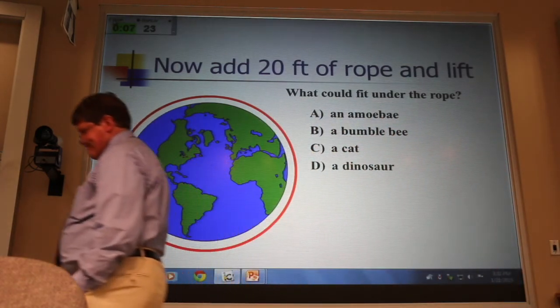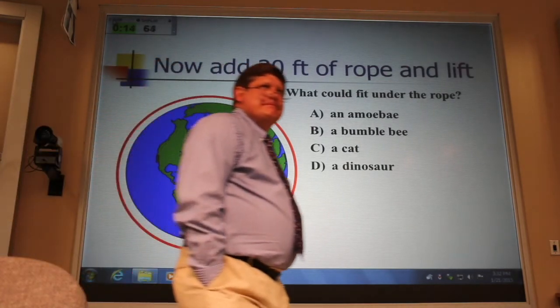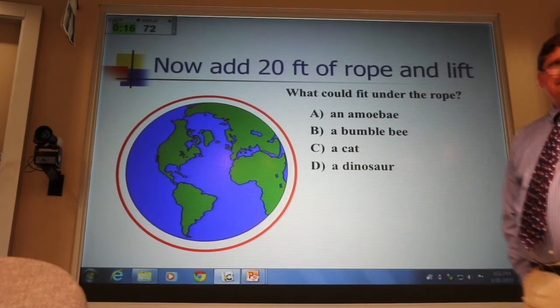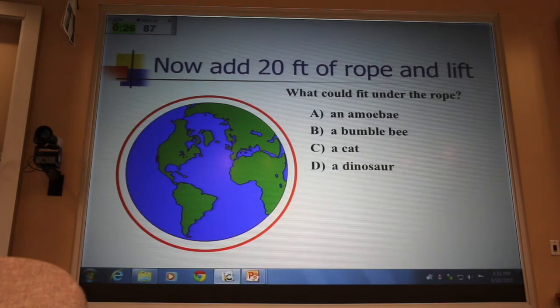An extra 20 feet. We add 20 feet of rope, splice it in, and we all lift the same amount. We are the world. We are the children. Okay? Last call.